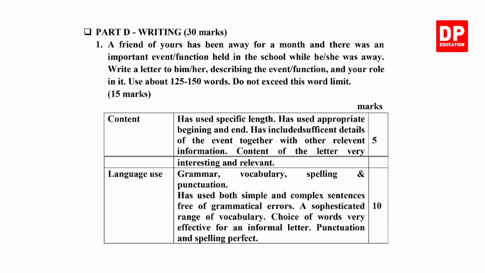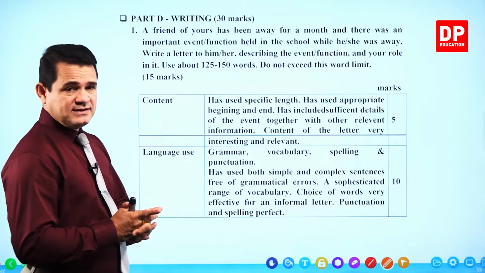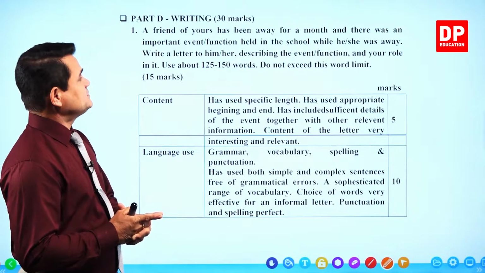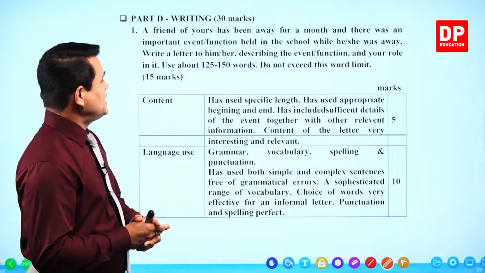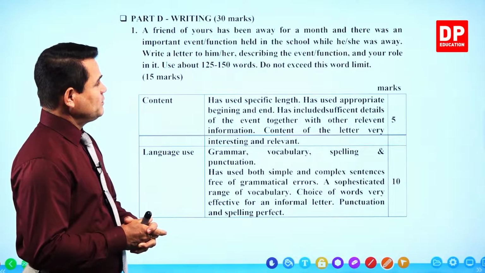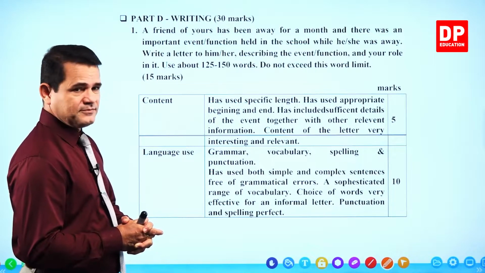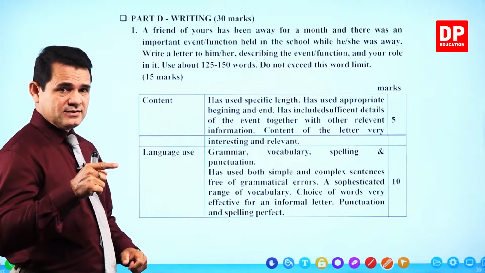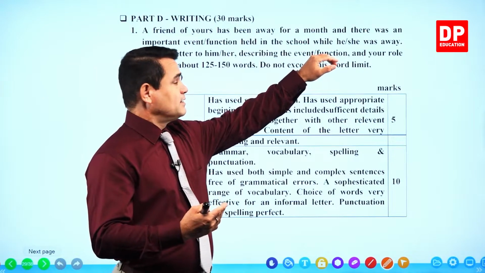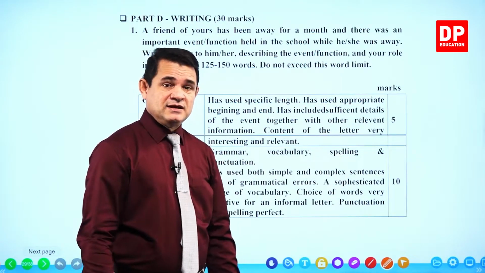Now, let's look at the next part of this paper. Part D. First paper, part D. පළවෙනි ප්‍රශ්න පත්‍රයේ D කොටස. That is writing. A friend of yours has been away for a month and there was an important event function held in the school while he or she was away. A friend of yours, your friend, one of your friend, has been away for a month. Yeah, has been away for a month.